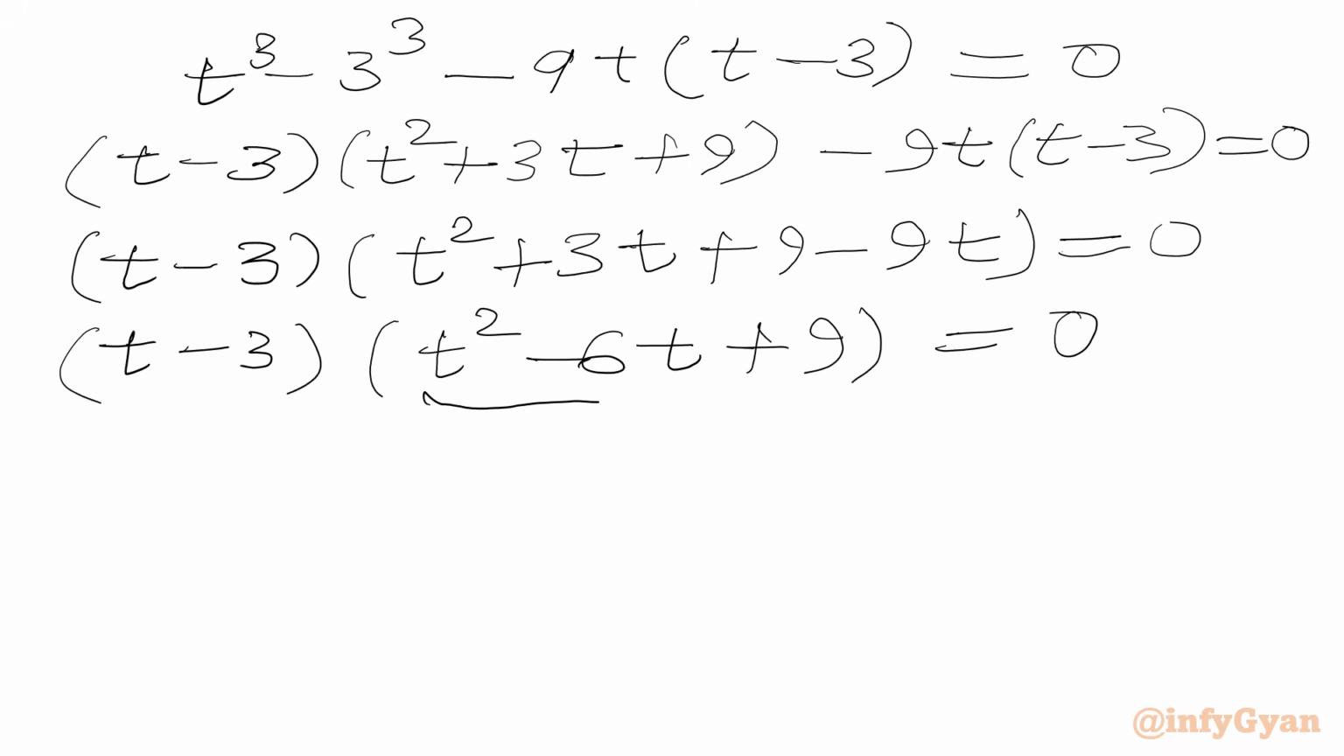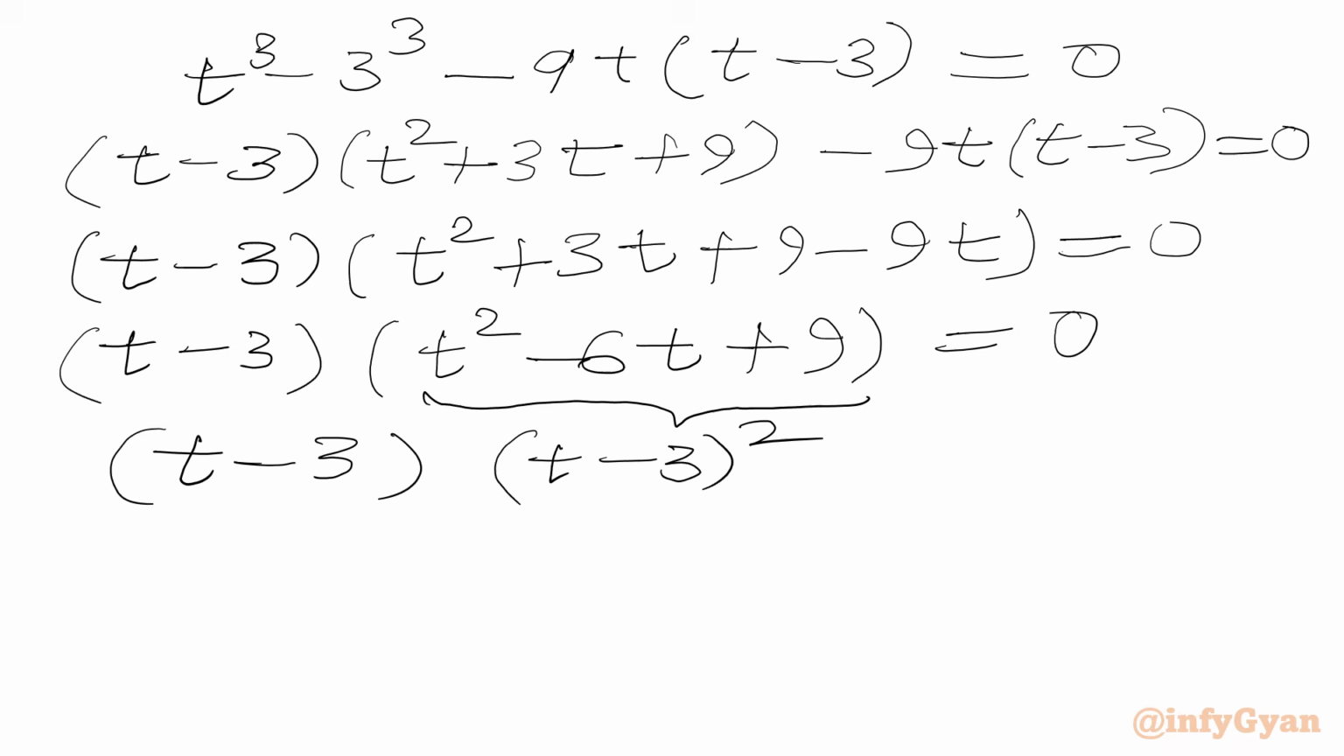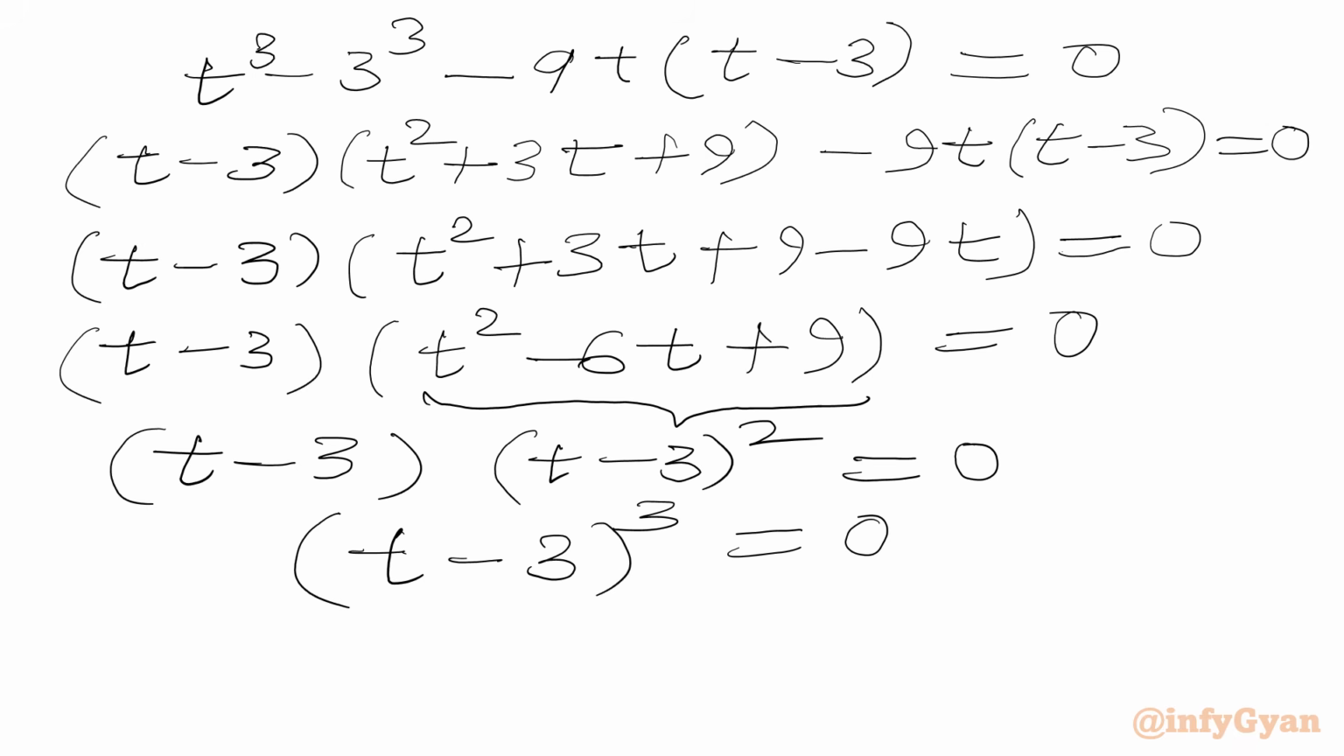Now this bracket is again one formula. This is t minus 3 whole square. We can check: t square plus 9 minus 2 times t times 3, which is minus 6t. Here we will write t minus 3. So in total equal to 0, we can write this is t minus 3 whole cube equal to 0.